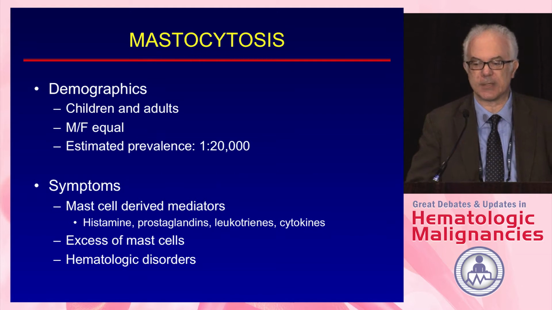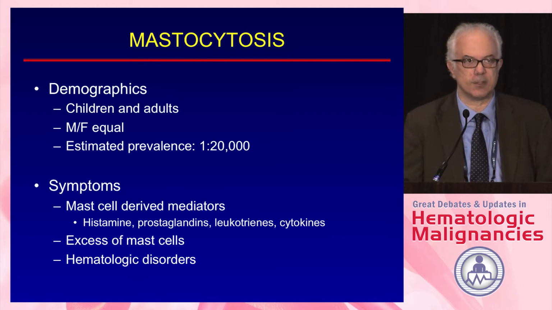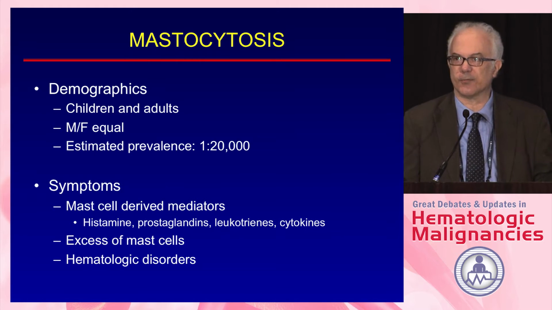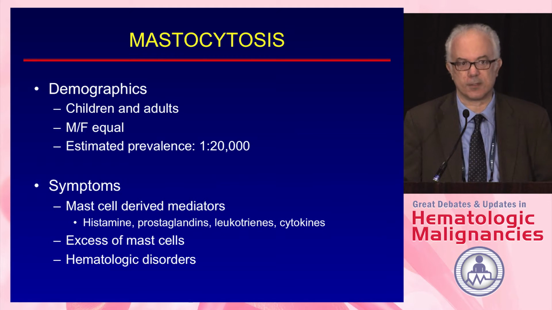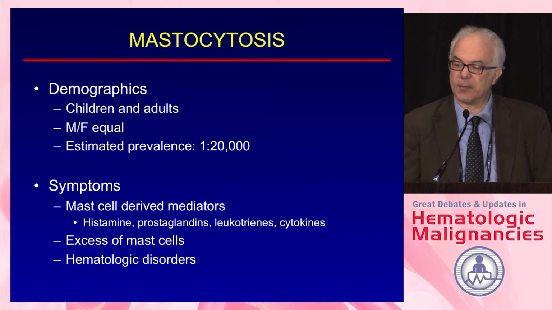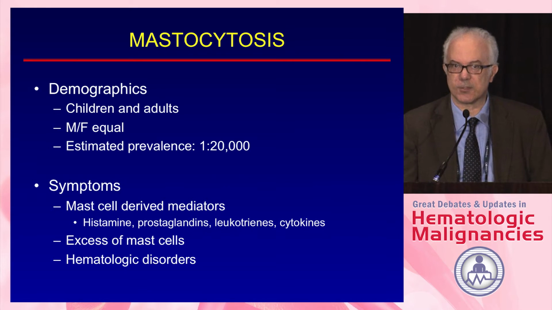And the symptoms we see in these patients are mainly due to the mast cell-derived mediators like histamine. An example of that would be flushing, gastrointestinal cramping, hypotensive events. So about 70 to 80% of those patients would have those symptoms.